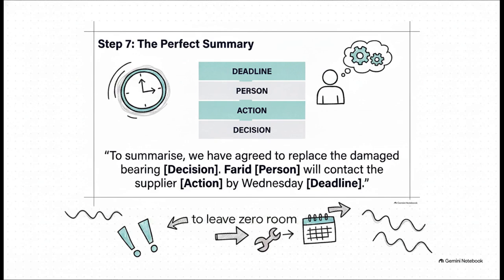When the meeting is ending, the chairperson must deliver the perfect closing summary. This means officially linking the decision to the specific person, their action, and the strict deadline before formally closing the session. For instance, "To summarize, we've agreed to replace the damaged bearing. Fareed will contact the supplier by Wednesday." It leaves literally zero room for confusion.